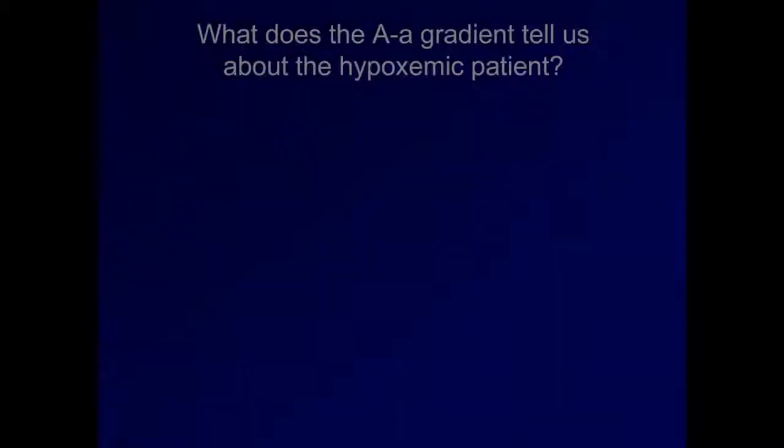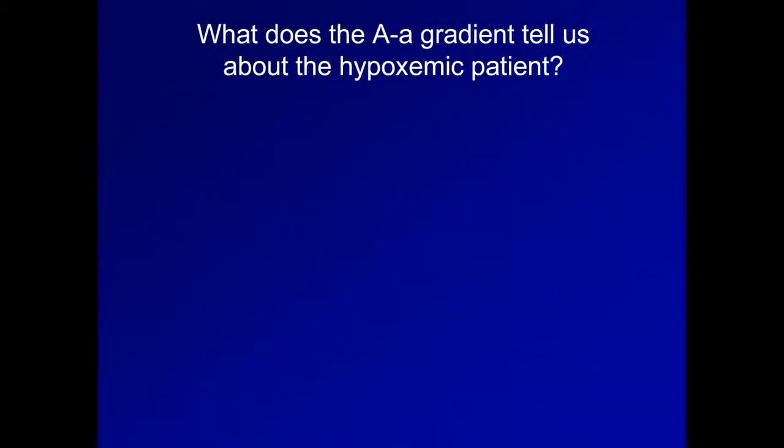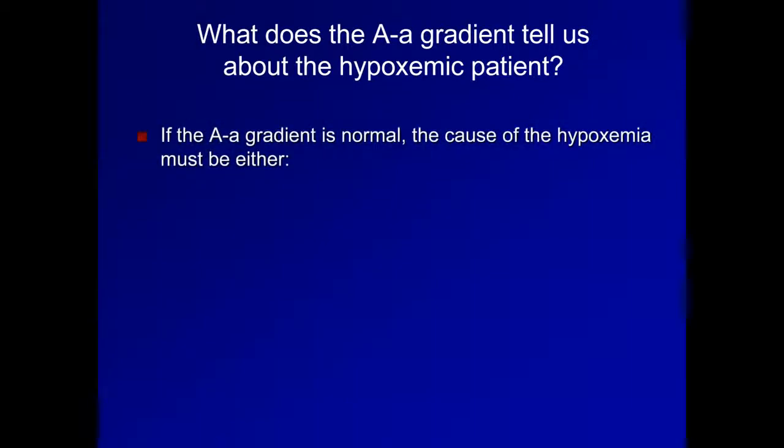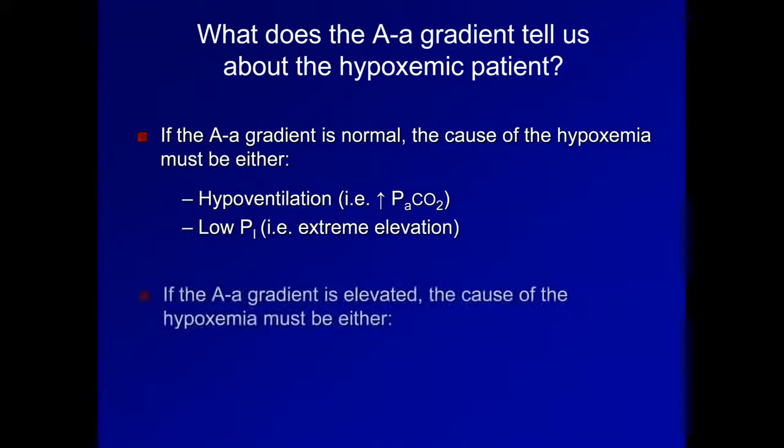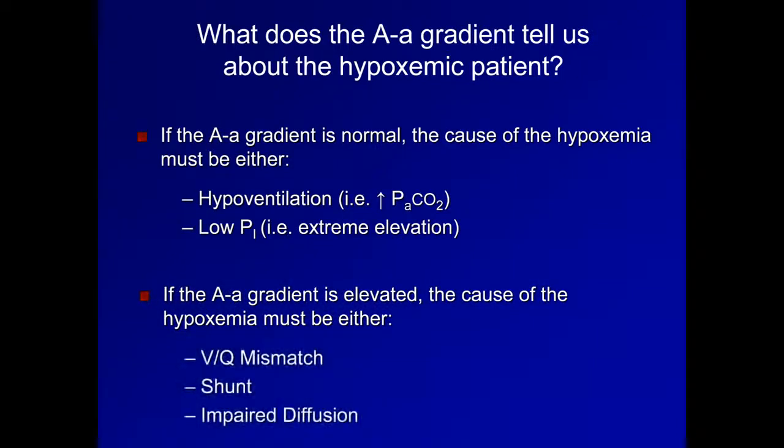So what does the AA gradient tell us about the hypoxemic patient? If the AA gradient is normal, the cause of the hypoxemia must be either hypoventilation, that is, increased PaCO2, or low barometric pressure, which would happen only at extreme elevations, as in greater than 10,000 feet above sea level. If the AA gradient is elevated, the cause of the hypoxemia must be either a VQ mismatch, shunt, or impaired diffusion across the alveolar capillary membrane. All of these will be discussed in Lecture 18.